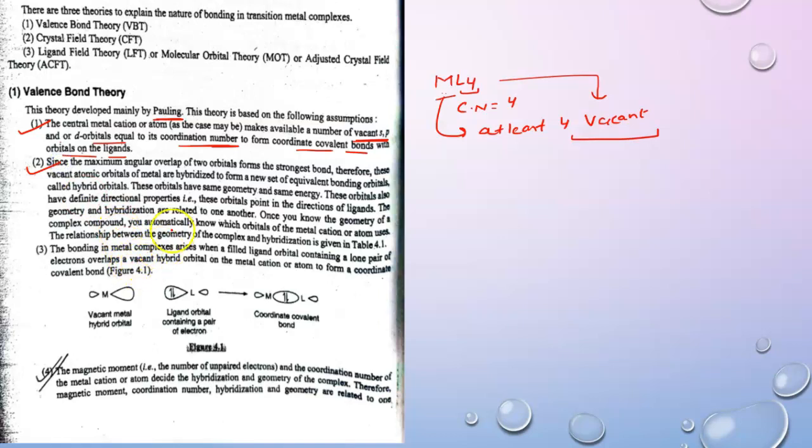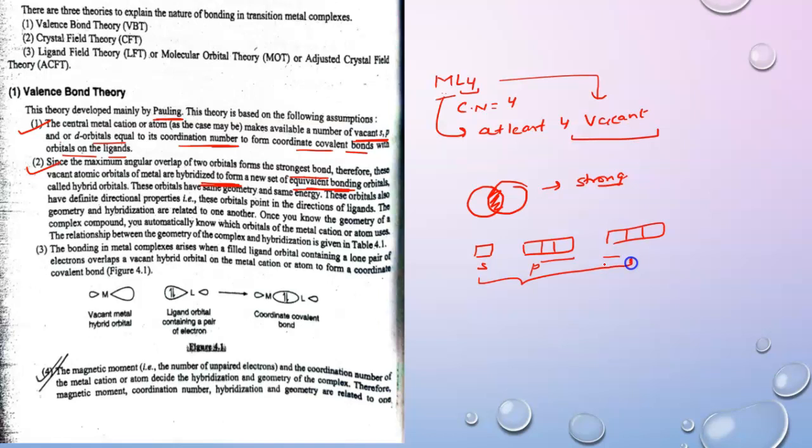Alright, so the second postulate says, since the maximum angular overlap of 2 orbitals forms the strongest bond. What they are saying is that maximum angular overlap will result in the formation of the strongest bond. So therefore these vacant orbitals are hybridized to form a new set of equivalent orbitals. For example, this is your s orbital, this is your p orbital, this is your d orbital. So orbitals like these will hybridize.